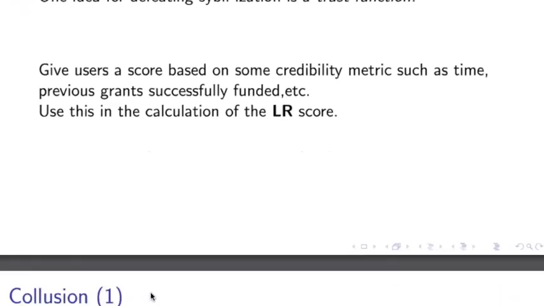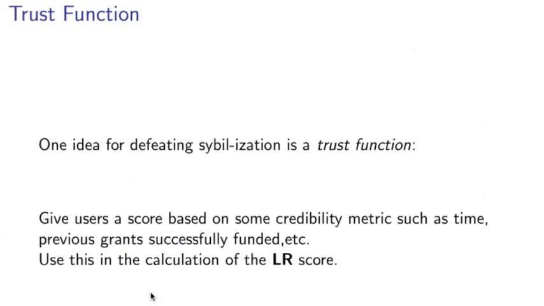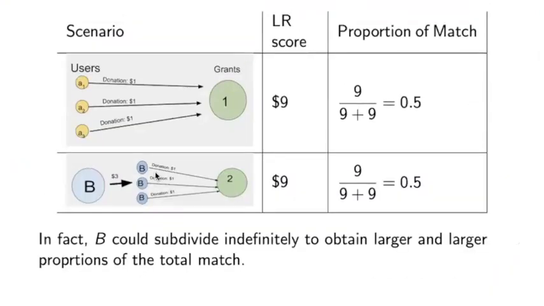One idea for defeating this is what's called a trust function. You can say, well, I'm going to have some way that I weight these donations so that if I'm sure that someone is a real person, I actually count their donation. Whereas if I have a bunch of new people showing up that I don't know anything about, then I may not trust them as much. I may discount their donation when I do the calculation so that people I already know are more likely to be giving to legitimate grants. And of course, that has issues as well.